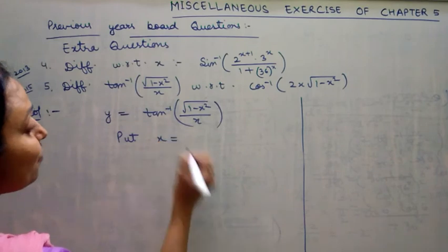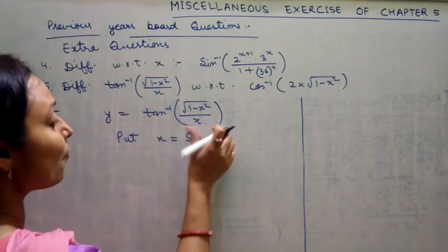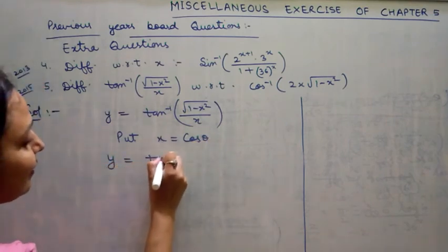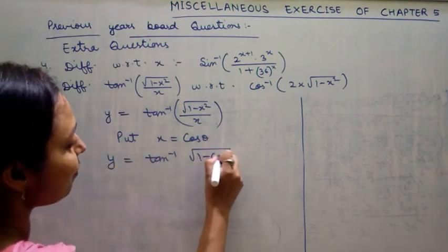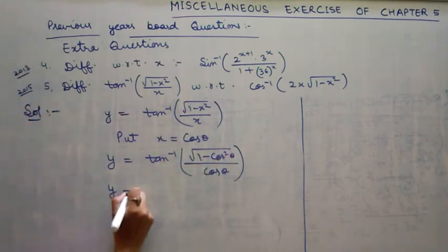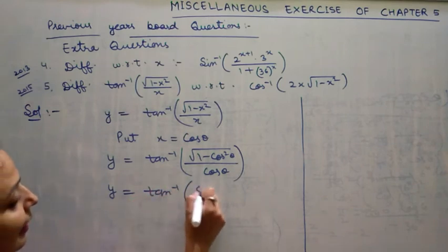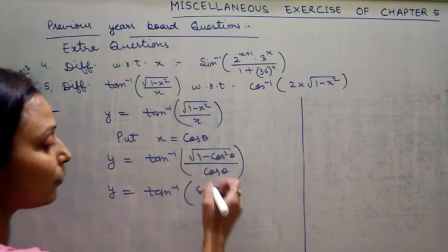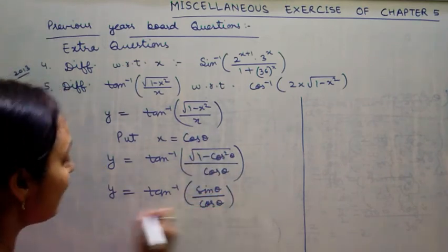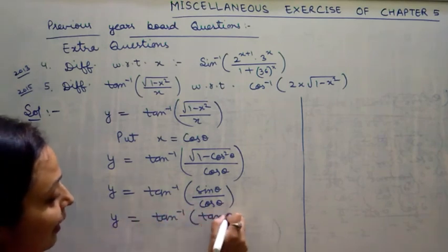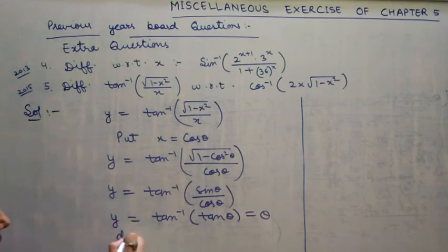Put x is equal to, I will take it as cos theta. y is equal to tan inverse of under root of 1 minus cos square theta divided by cos theta. Okay, this is y is equal to tan inverse. This is sin theta, because 1 minus cos square theta is sin square theta, square and root will cancel, divided by cos theta. That is y is equal to tan inverse tan theta. That means it will equal theta, and dy upon d theta is equal to 1.